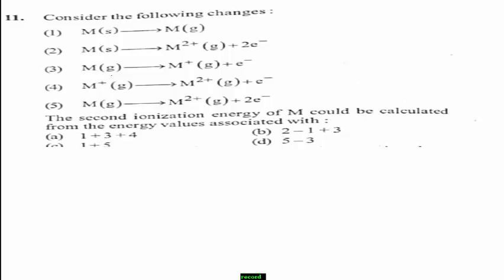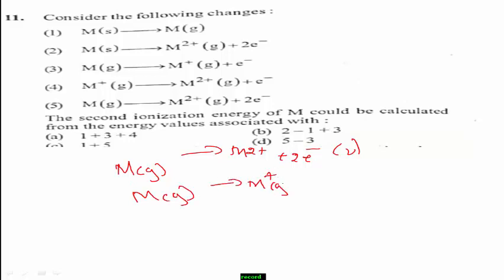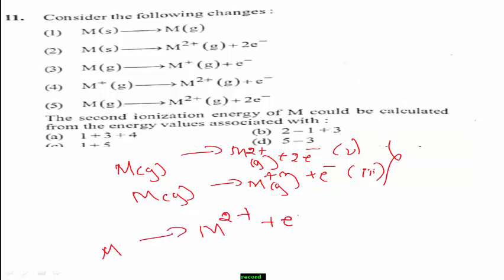Carefully observe the changes from reactants to products, and observe the given options also. Students, the amount of energy required to take out an electron from the monopositive cation is called the second ionization energy. Here I write M in gaseous form, it changes to M2 plus plus 2 electrons. Here I write another change, M changes to M plus in gaseous form by the loss of one electron. On subtracting equations 3 and 5, here I write two reactions. On subtracting these two reactions, we get M changing to M2 plus by loss of electrons.